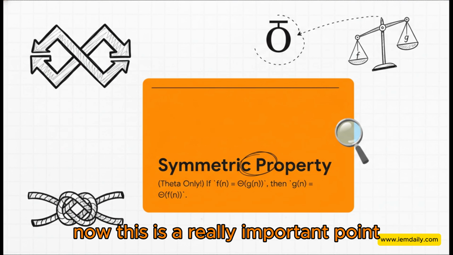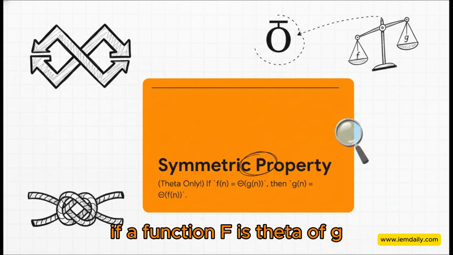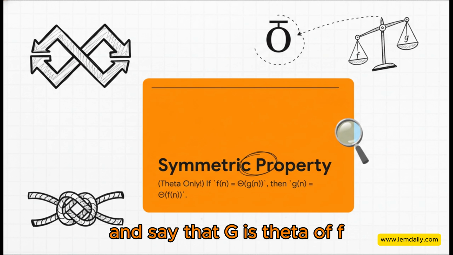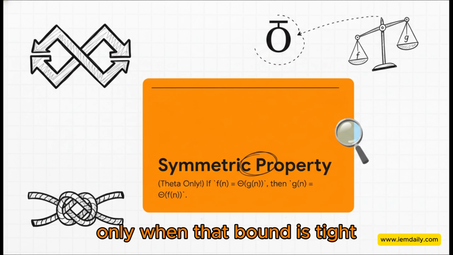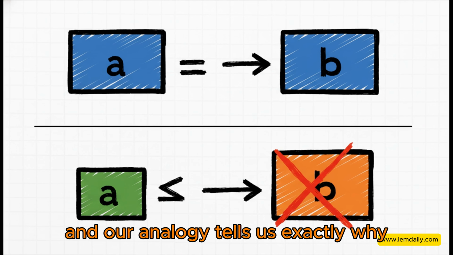Now, this is a really important point. Symmetry only works for theta. If a function f is theta of g, then you can flip it right around and say that g is theta of f. It's a two-way street, but, and this is key, only when that bound is tight. And our analogy tells us exactly why.